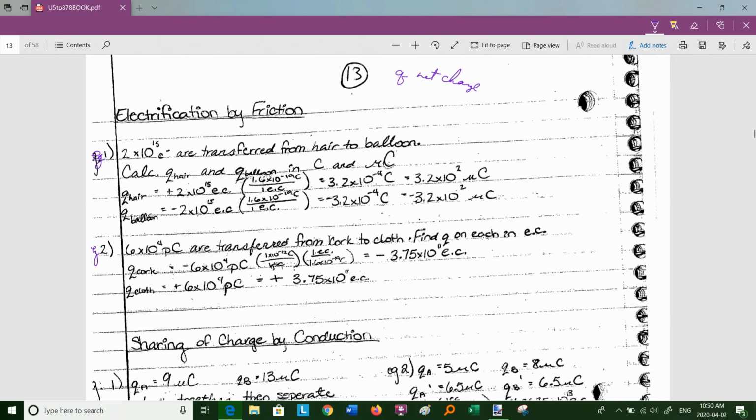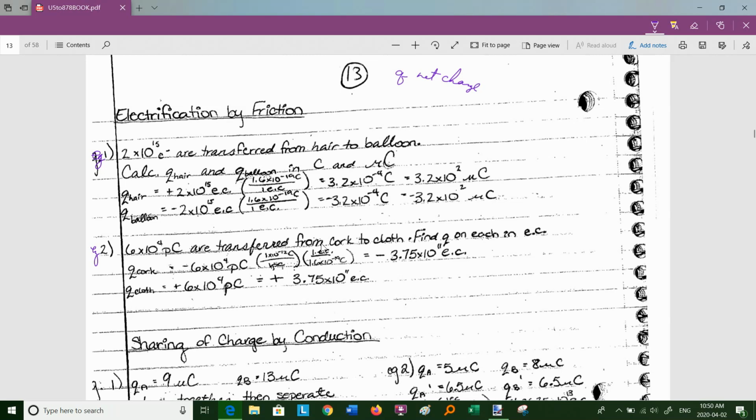Okay, the second example, maybe this is involved with some wine, right? Maybe you have a cork, and you know how sometimes the sommeliers, the fancy people who pour wine, will polish the cork with a cloth or something like that. So let's say you have 6 by 10 to the 4 picocoulombs transferred from the cork to the cloth. So the cloth wants, well, this just says picocoulombs.